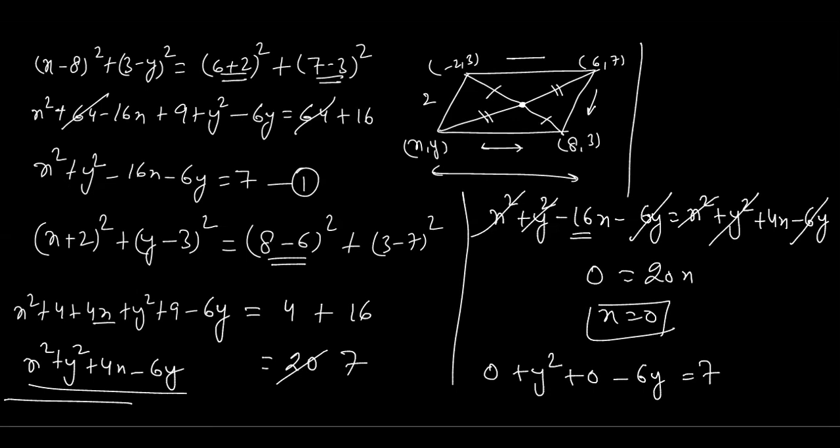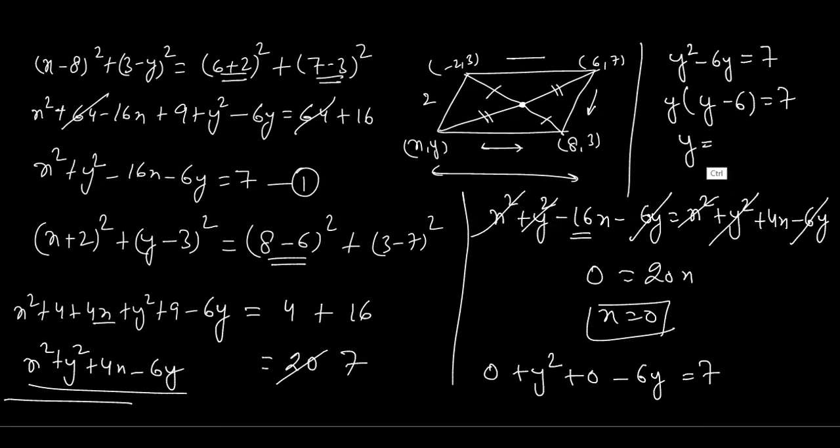Okay, so what you can write here is y square minus 6y is equal to 7. Taking y as common, you can write y(y minus 6) is equal to 7. So here we can equate one value, y is equal to 7, and another we can equate that y minus 6.